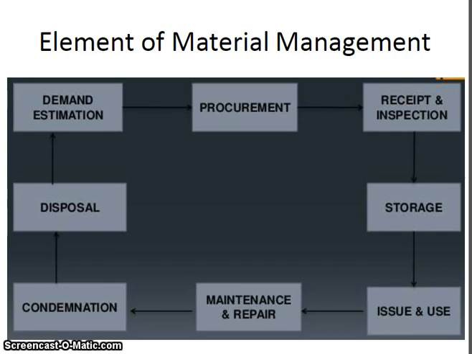These are all the elements of material management as we discussed earlier: demand estimation, then procurement, receipt, inspection, storage, issue, use, maintenance, repair, condemnation, and disposal. Again, demand estimation. This is a cyclic process, so these activities go on and on. This is the main responsibility of the material management department in any organization and also in hospitals.